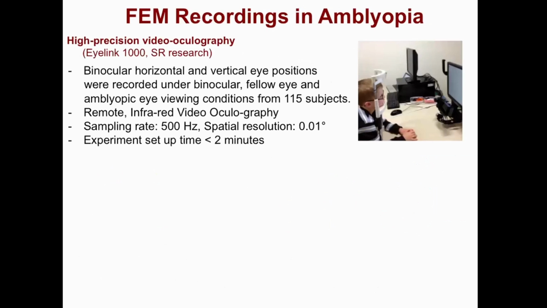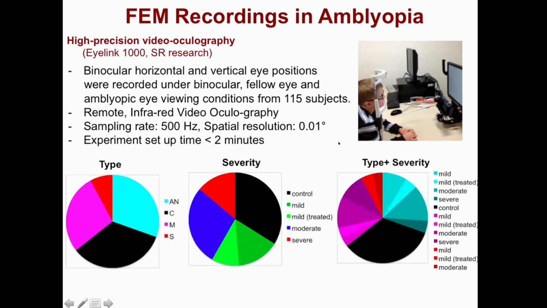Now, to characterize the fixation instability seen in amblyopia patients, we measured FEMs under both eye viewing, good eye viewing, and amblyopic eye viewing conditions from 115 subjects. We used a remote camera, so the camera is on the desk, so there's nothing touching the face, which makes it easier to obtain recordings in children. The camera has very good sampling rate and spatial resolution, and the setup time is less than 2 minutes.